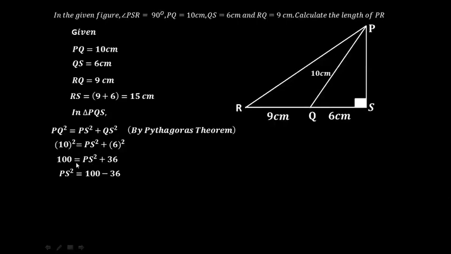Now PS square is equal to 100. When plus 36 goes that side, it becomes minus 36. Now PS square is equal to 64. That means PS is equal to 8, because PS is equal to the square root of 64 and the square root of 64 is 8. Now I got the value of PS also, which is 8 centimeter.